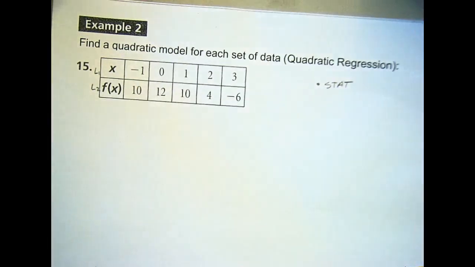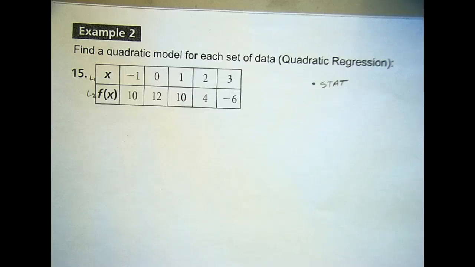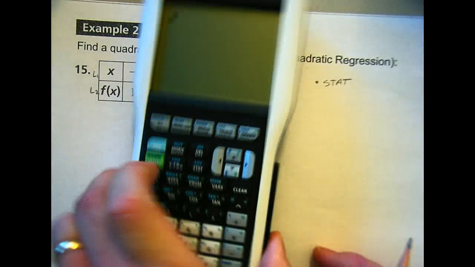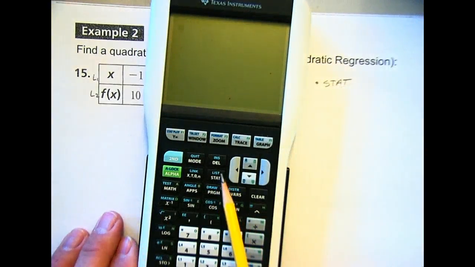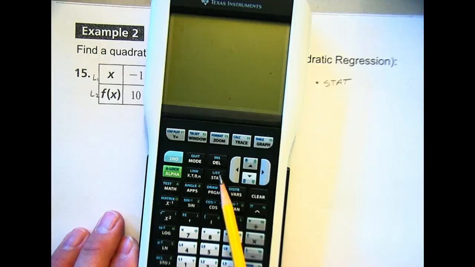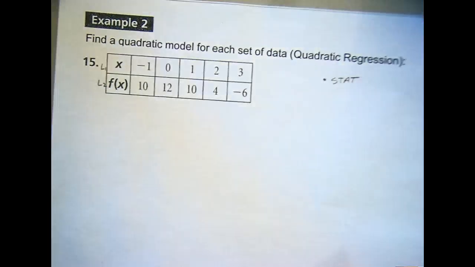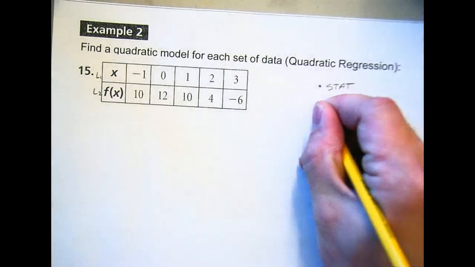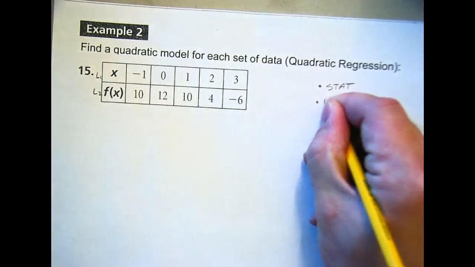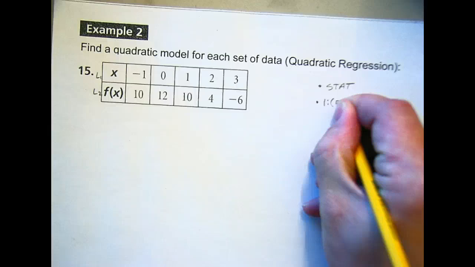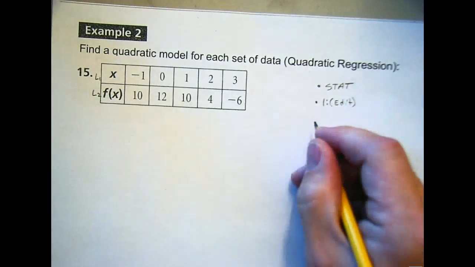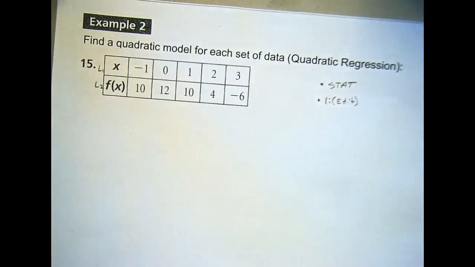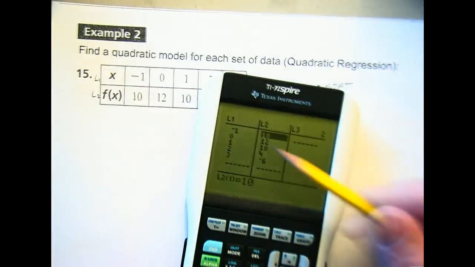Here are your instructions. After we go to stat, no, not stat plot, stat. So that's this button right here. You would think it would be list, because that would make sense, but it's not. It's stat. So we click on stat. We enter option 1, which is edit. And once we hit edit, edit brings us to this, where we put in things.